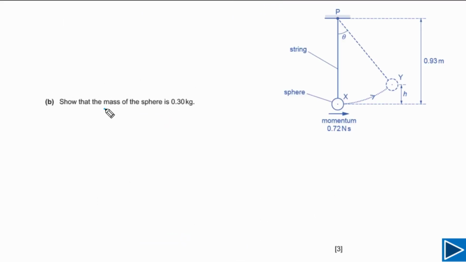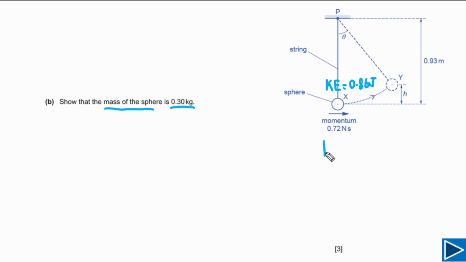For part B, we need to show that the mass of the sphere is 0.30 kg. For this question, momentum of the sphere is given and kinetic energy is also given in the previous part. If you read the question, kinetic energy is equal to 0.86 joules, meaning kinetic energy at point X is given. Now we need to find out the mass of the sphere. The question is how we can link kinetic energy and momentum. If we can link them, then it is quite easy to find the mass of the sphere.